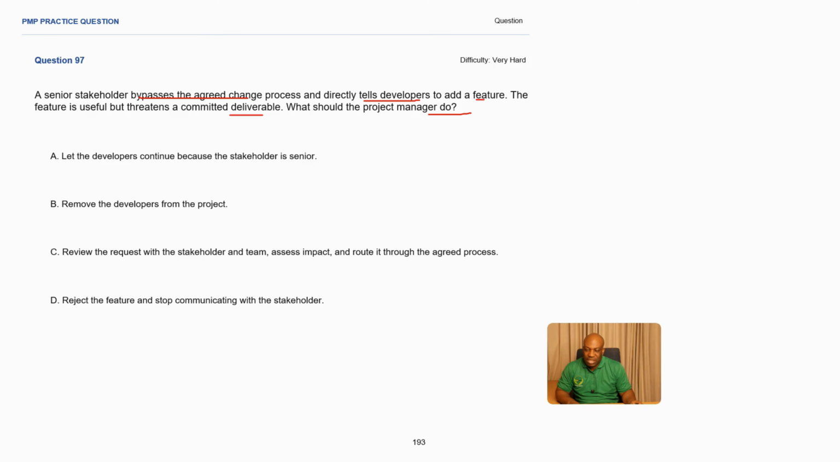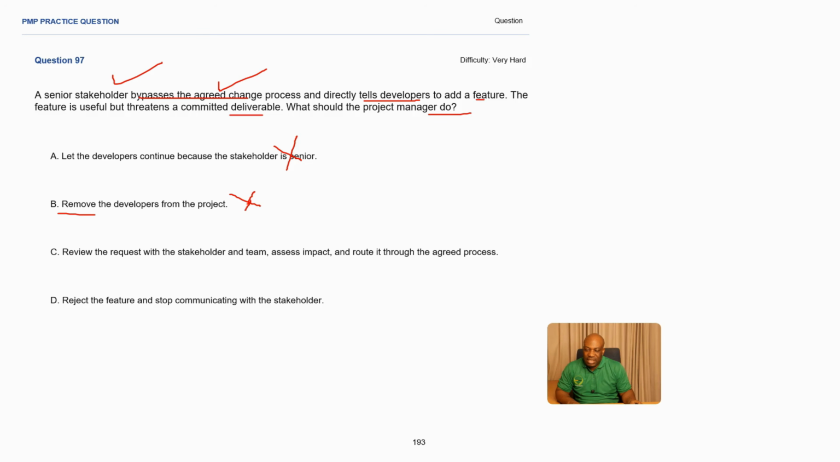No, you can't do this in a project. If there's a change process, an agreed change process, they have to follow that. So this cannot be an answer. Remove the developers from the project. You don't remove the developers. They have not done anything here. They are just getting this bypass from the stakeholder. You need to engage the stakeholder on this. So this cannot be the answer.